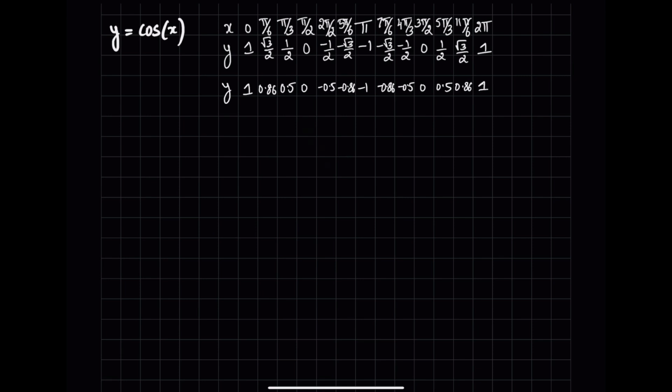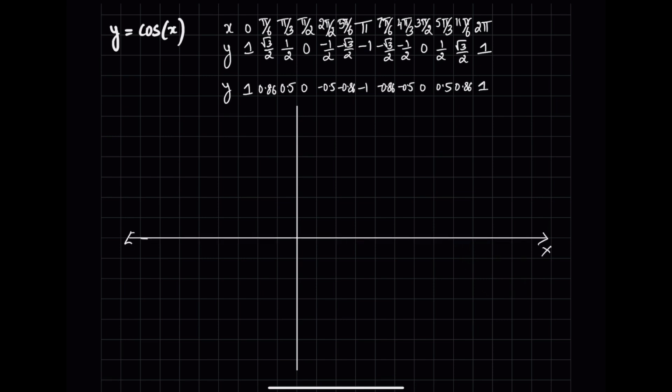So let's mark the y and x axis. So this will be our y-axis, and this will be our x-axis, x dash at 0, y and y dash. Now every unit will be 30 degrees.